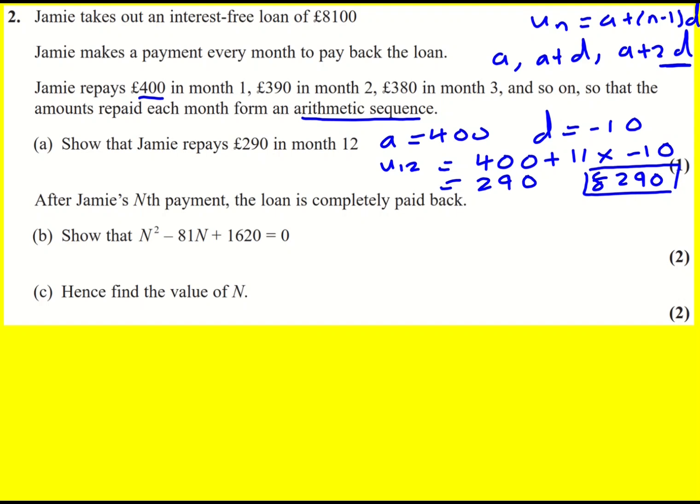After Jamie's nth payment, the loan is completely paid back. Show that this quadratic is true. So now I'm going to use the summation formula for this series. And I'm going to use this one here.